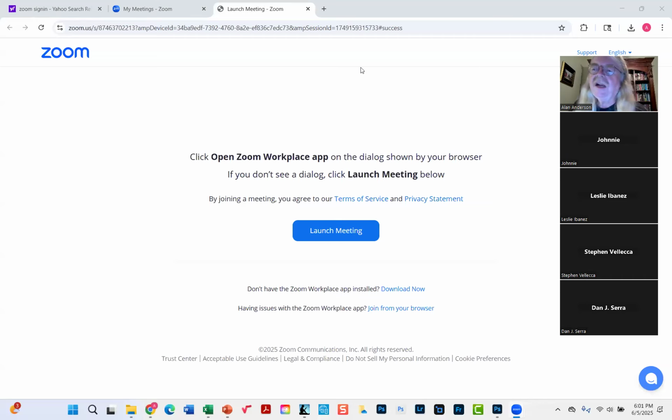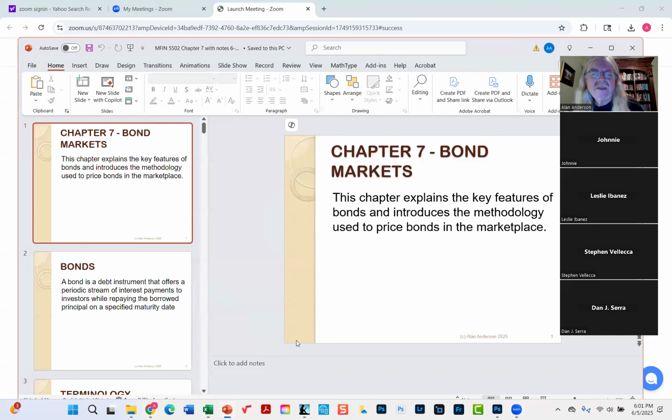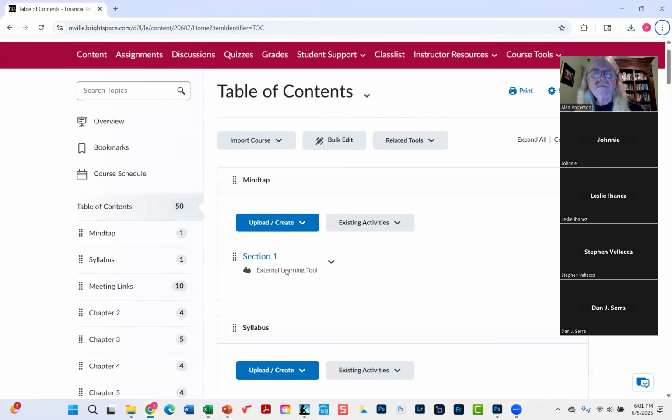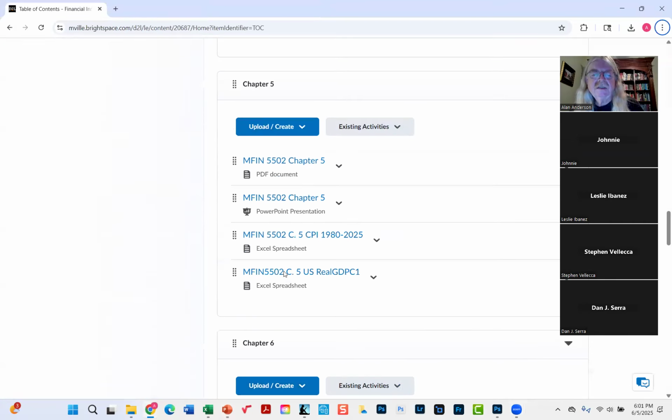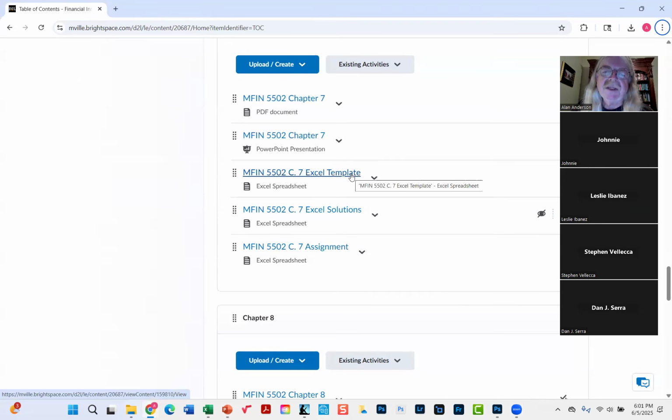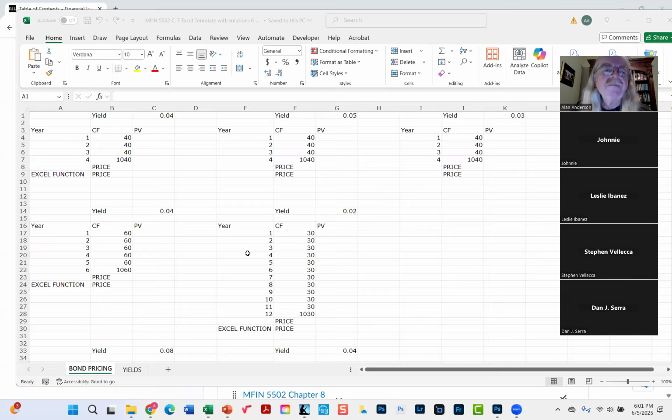So tonight we are actually for the first time going to use some Excel. If you go into Brightspace, you'll see in chapter 7, besides the class notes, you've got something called Excel template. If you open that up, you'll see there's a spreadsheet with a lot of information in it. I've set it up so that we don't have to spend a lot of time typing in data, and we can focus our attention on doing the actual problems.